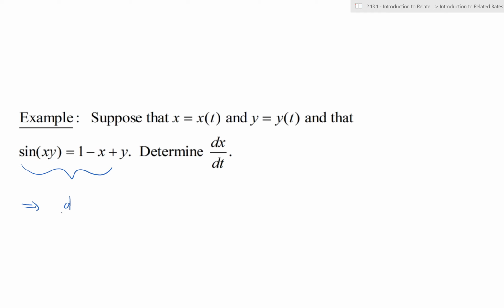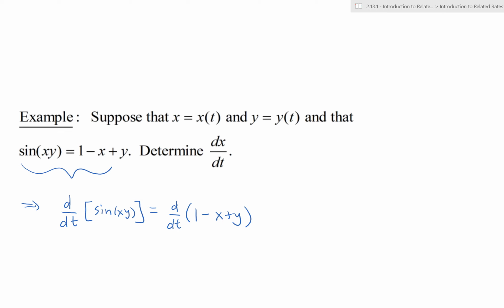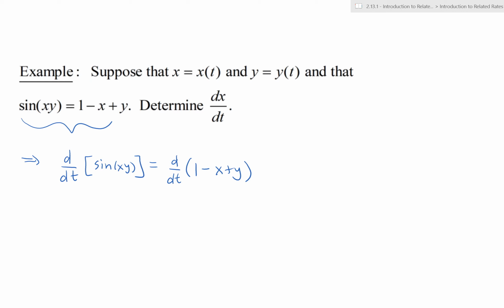All right, so I got dx, or excuse me, d/dt. Differentiate the left-hand side with respect to t, which is sine of xy. I've got to differentiate that. And then I'll differentiate with respect to t the right-hand side, so the derivative with respect to t of 1 minus x plus y. Now, again, x and y are both functions of t, so anywhere we're differentiating x or y with respect to t, we're going to have to apply the chain rule.